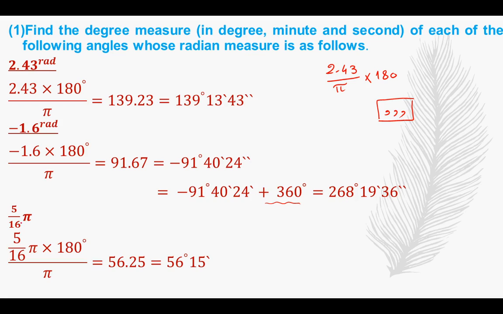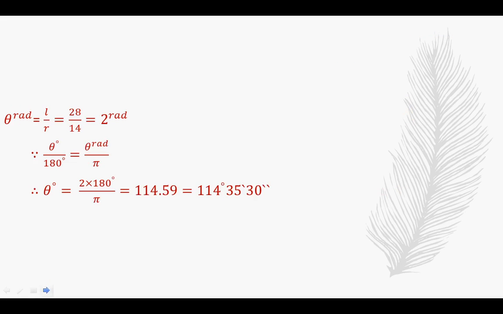The last one, 5/16 pi. We want to change it from radian measure to degree measure. So it will be 5/16 pi multiplied by 180 over pi, and by using your calculator it will be 56 degrees and 15 minutes. Okay, let's go to another idea.